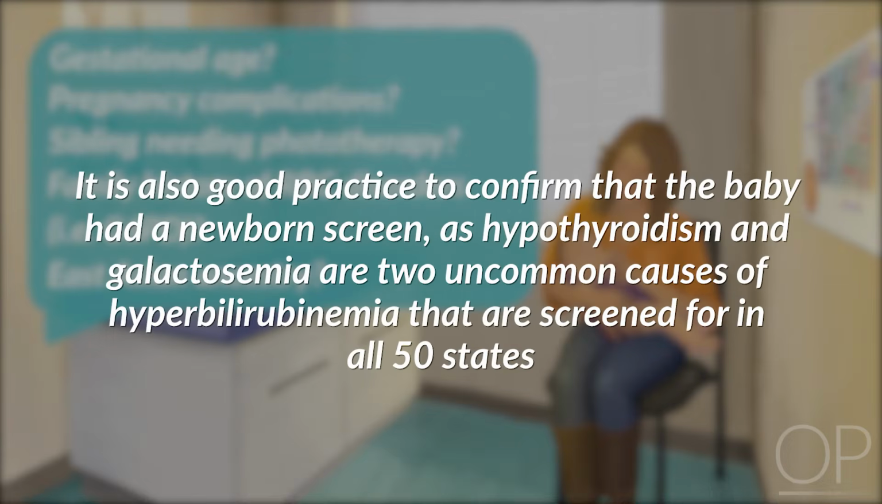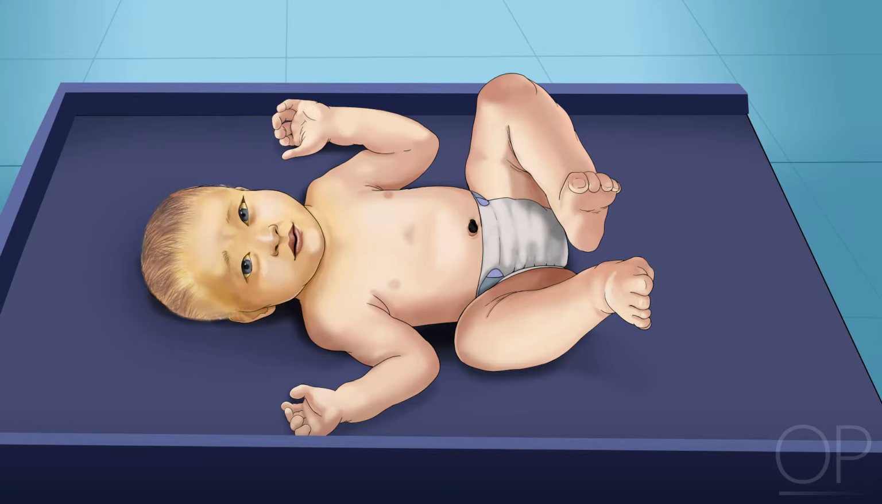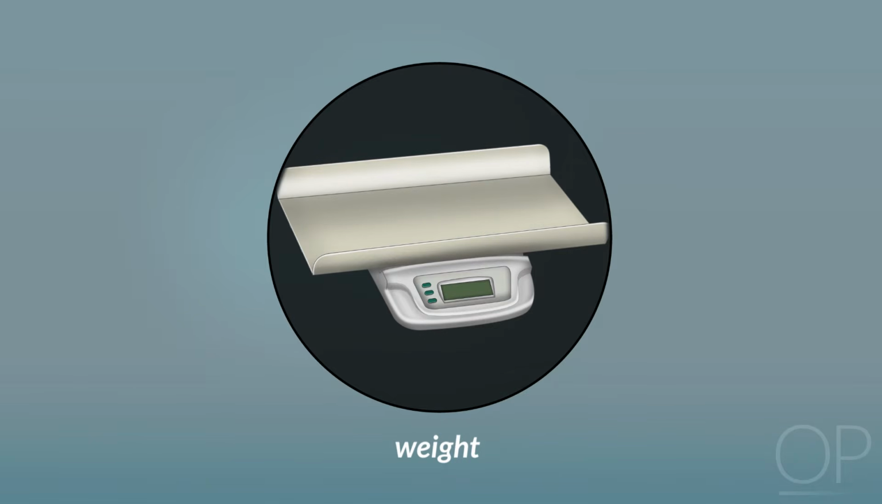It is also good practice to confirm that the baby had a newborn screen, as hypothyroidism and galactosemia are two uncommon causes of hyperbilirubinemia that are screened for in all states. Physical exam should be comprehensive, but we'll discuss highlights here. Weight is an important vital sign in these patients and should be reported as percentage change from birth weight.